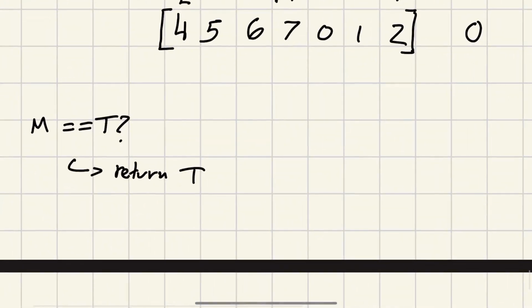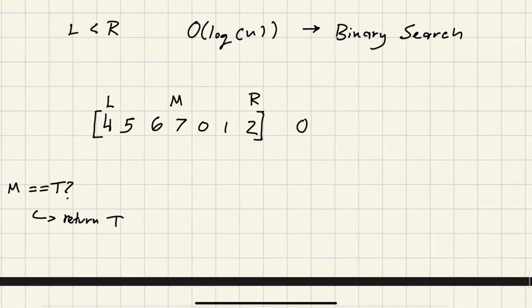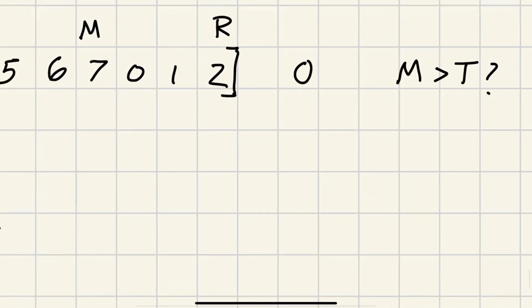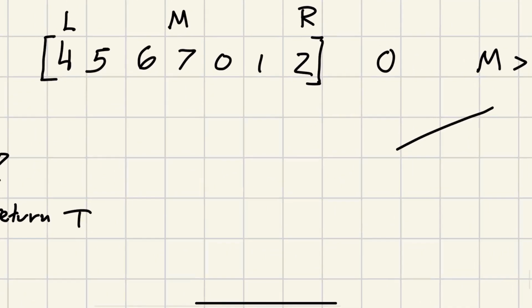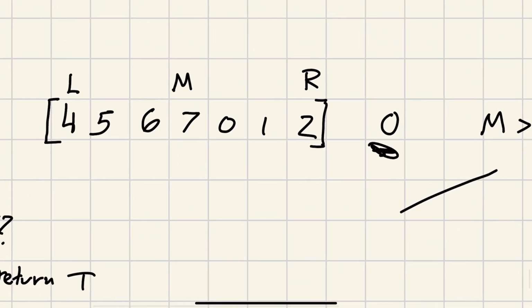Our first case that we checked was if these two are equal. Now we have two other cases: is m greater than t, and is m less than t. Let's look at if m is greater than t first. If that is the case, which it is in this example by the way, how do we decide if it's in the left or the right subarray?